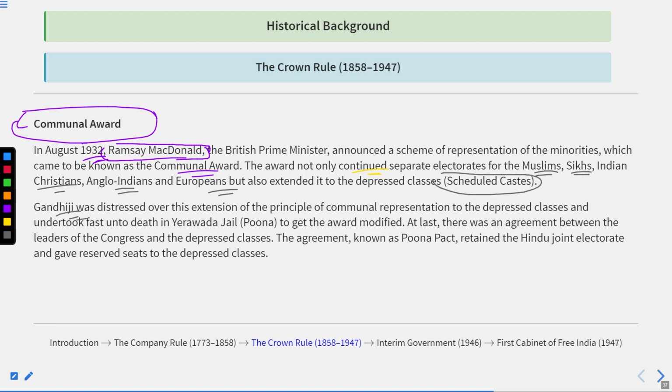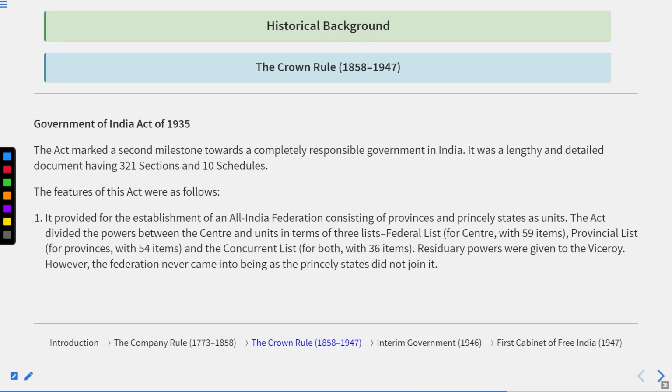Gandhiji was distressed over this extension, saying that these people were being kept out of the mainstream. Why? Because they were being isolated by these provisions. At last, there was an agreement between the leaders of Congress and the depressed class. The agreement, known as the Poona Pact, retained the Hindu joint electorate and gave reserved seats to the depressed class, which still continues. Thereafter, the Government of India Act 1935 was formed.